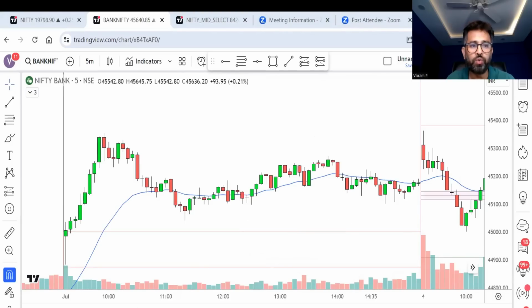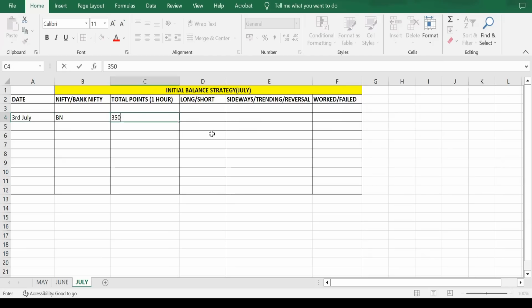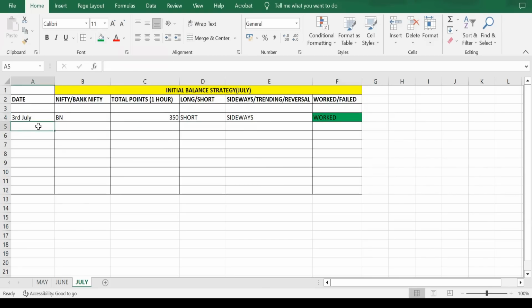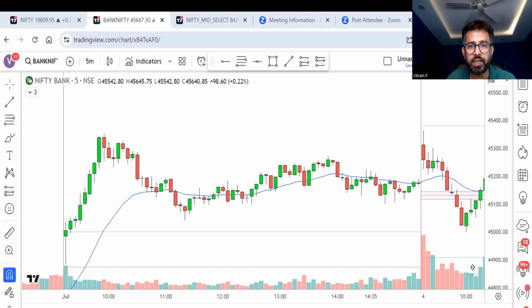And what we are going to do, we will come to the July month and mention that on 3rd July in Bank Nifty, we saw a wide initial balance of around 350 points. It was a short opportunity and after that it stayed sideways. Whether it worked? Yes. Let's go to the next one, any other day.